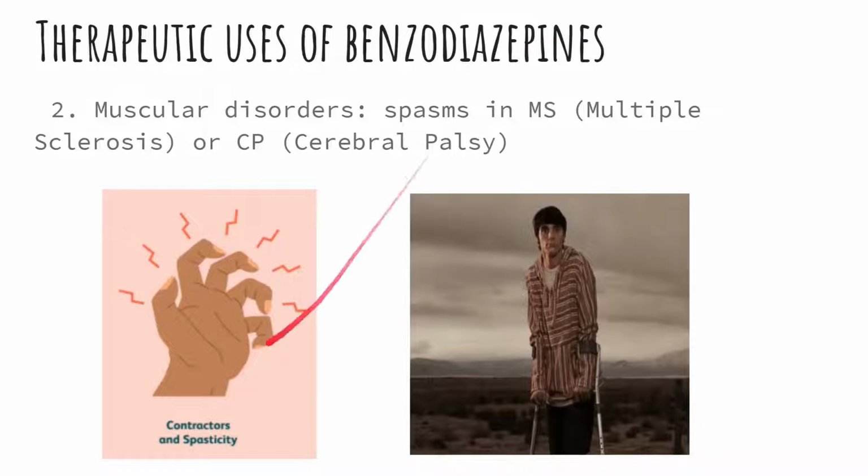the patients. So here we have contractures and spasticity. This is very common in MS or CP. And here we have Walter Jr. from Breaking Bad. If you guys have watched Breaking Bad, you know that Walter Jr. has cerebral palsy. And so, very phenomenal actor, by the way, RJ Mitt, very good actor. And he has spastic cerebral palsy, which is a kind of cerebral palsy that causes painful contractions. And so benzodiazepines would be a very good option for such patients.